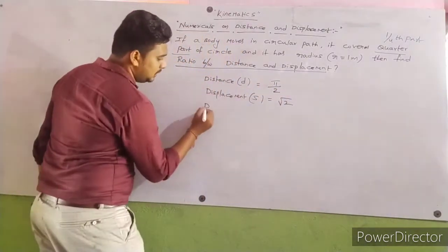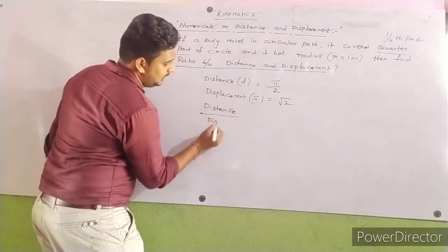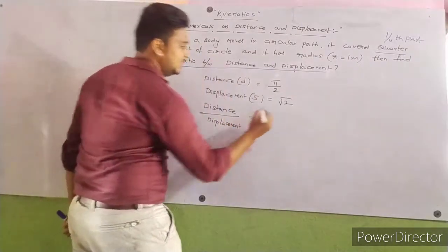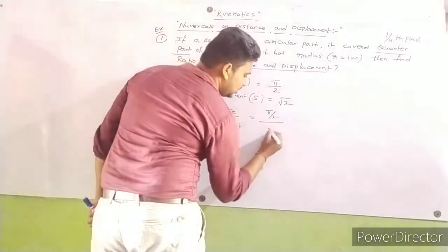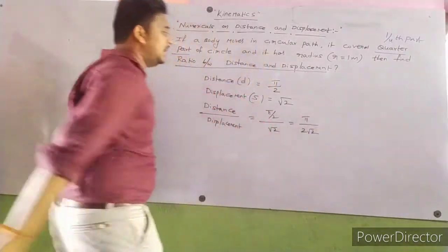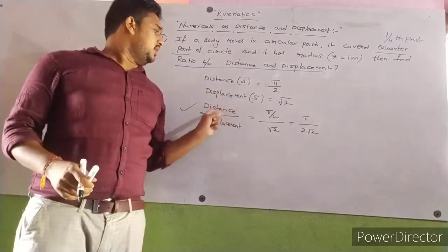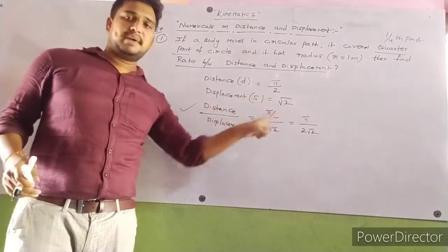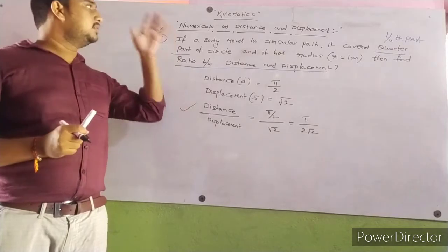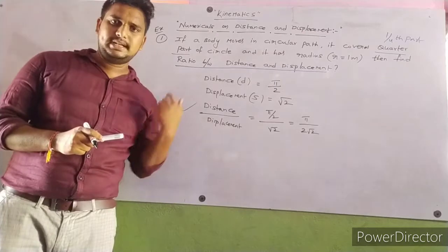What do we want here? Distance by displacement, that is equal to pi by 2 by root 2, that is pi by 2 root 2. So this is the solution for this question. So what is the solution for this question? Pi by 2 root 2. So this is the first example problem based upon distance and displacement. Next we will discuss the second example.